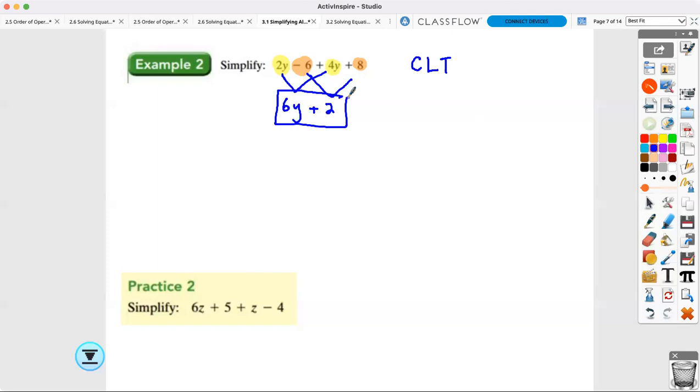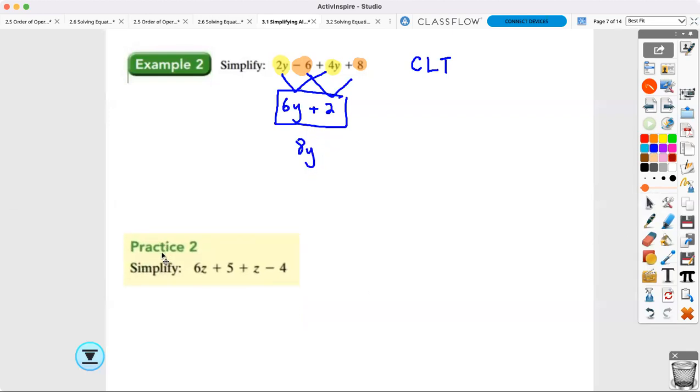Can anyone tell me why I cannot do this? Can anyone unmute themselves and share with the class why we cannot do 6y plus 2? Because the 6 and the 8 don't have a variable with them. That is correct. So it's very important that you understand that they do not have the variable, so we cannot keep combining. All right, take a look at your practice problem, class. I'm gonna give you 2 minutes for the practice problem. Good luck.